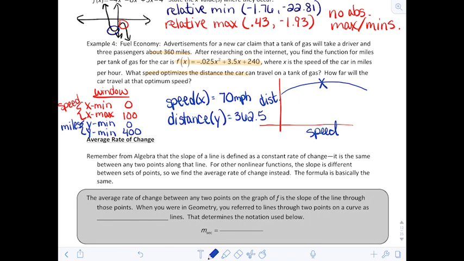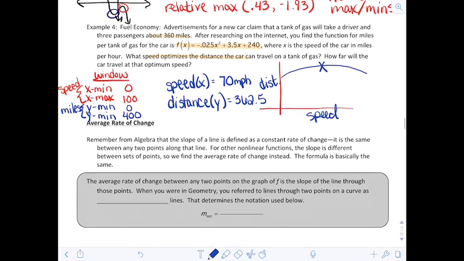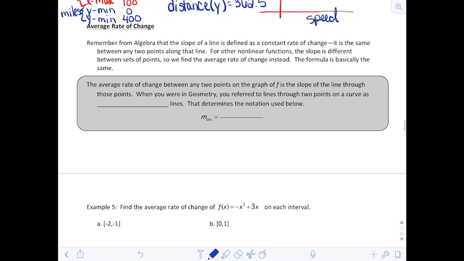Okay, so that's one way that we can use Extrema to apply to a real life situation. Okay, average rate of change.